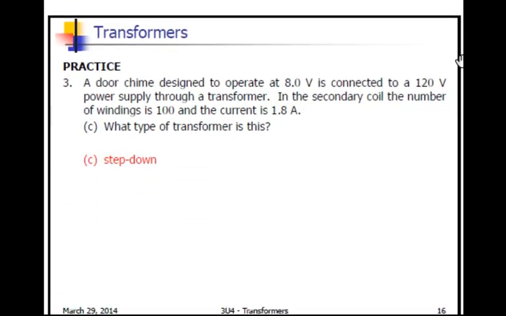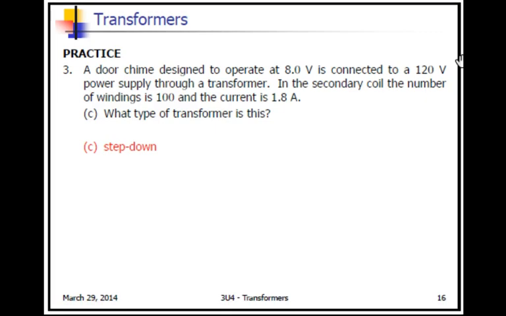So what type of transformer is this? Well, it's going from 120 volts, because that's the connected side, the primary, to 8 volts. That means that it's a step down. It's stepping down the voltage.